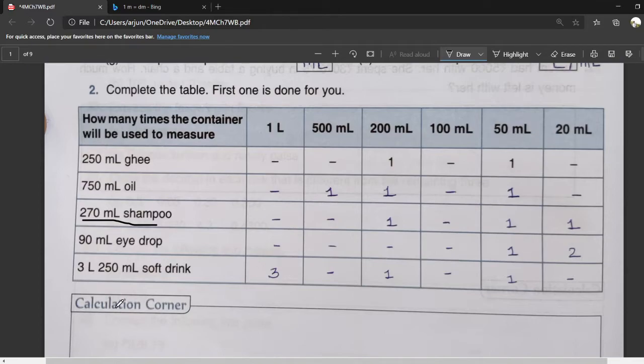3 liter 250 ml soft drink. So now we have to store 3 liter 250 ml of soft drink. So first, three 1 liter containers. 3 times 1 liter is 3. So we have stored 3 liters, right? Now we have to store 250 ml of soft drink. For that, one container of 200 ml and one container of 50 ml.